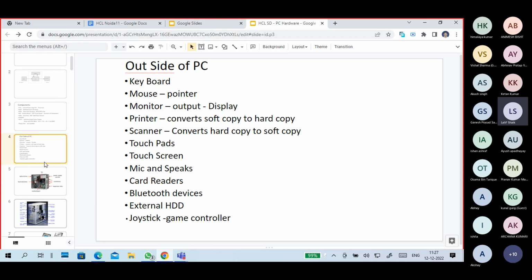Or if you want to transfer huge data, like 10 GB, from one system to another system, external hard disks are very useful.